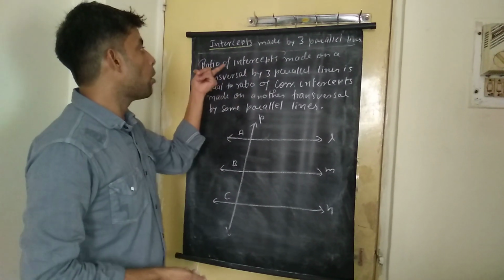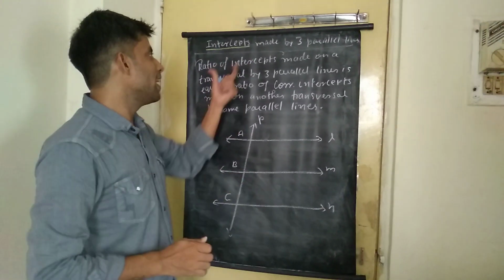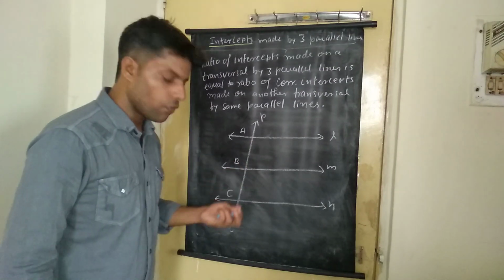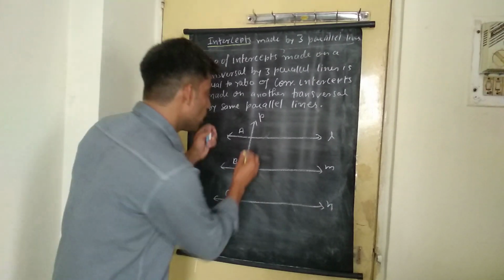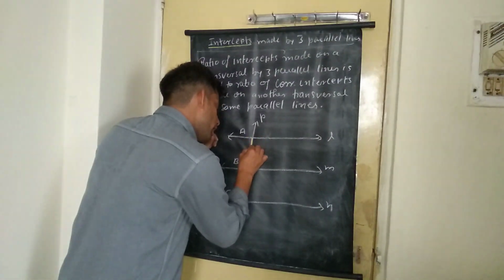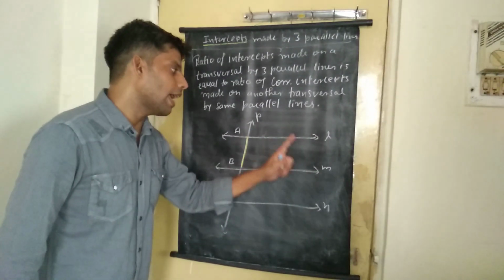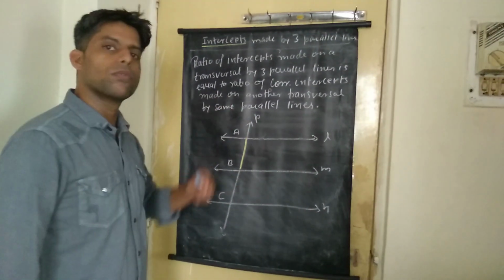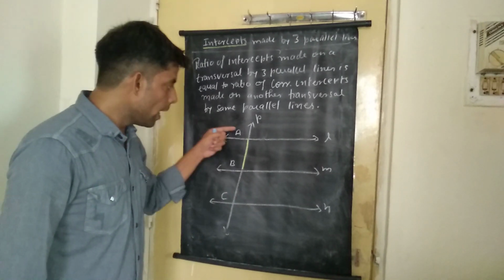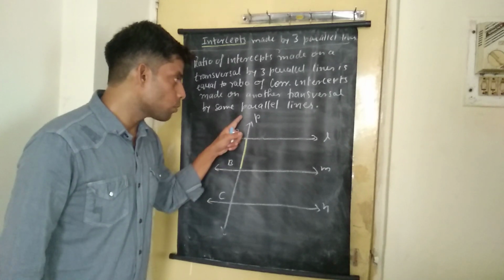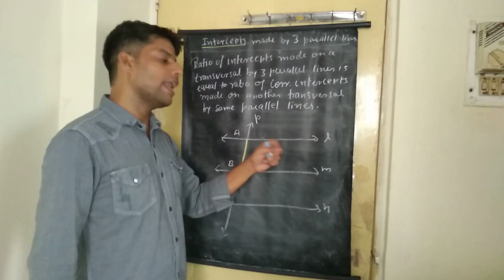Now we are talking about the ratio of intercept, but we need to understand the meaning of the word intercept. So what is the meaning of intercept? So we can say here that AB is the intercept made by line L and M on transversal P. Repeating, AB is the intercept made on transversal P by line L and M.